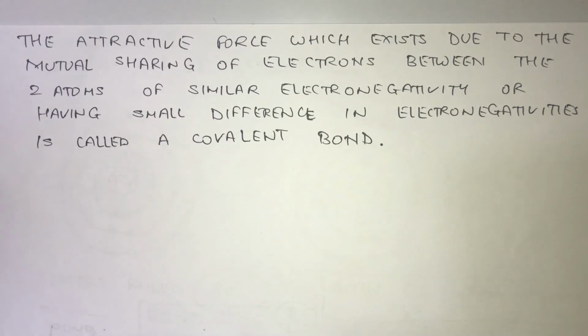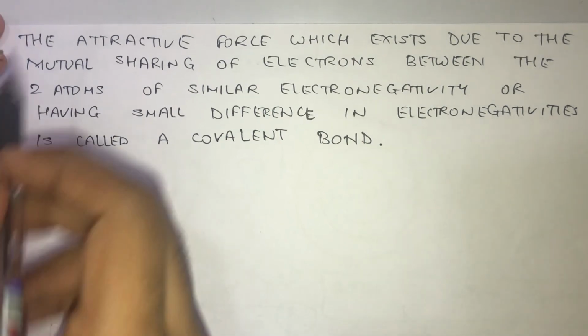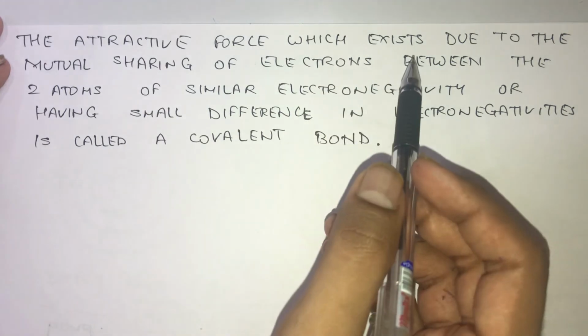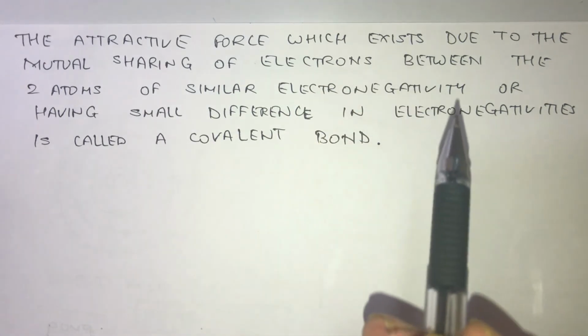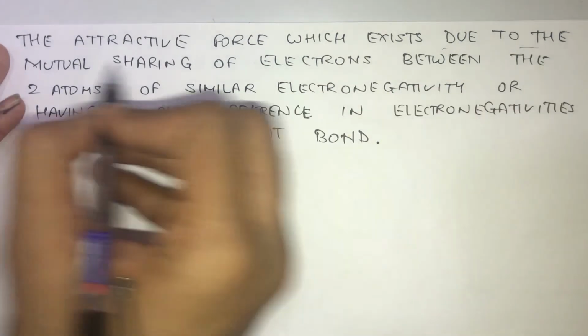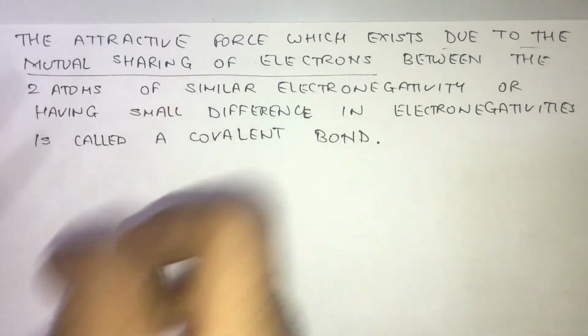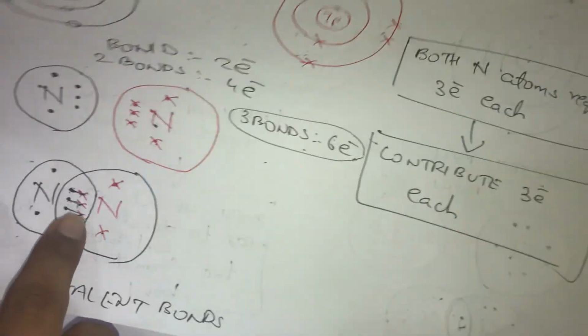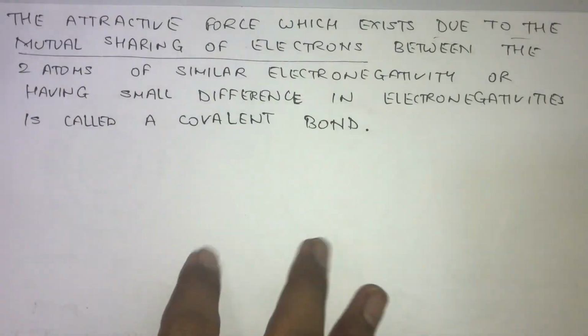So guys, in the examination obviously they will ask you for a definition. At that time you must be able to write the definition of a covalent bond. It is not necessary that you only know the concept. Expressing your concept is the most important part. Knowing the concept is a good thing. So the attractive force which exists, why is there an attractive force? Due to the mutual sharing of electrons. As you can see over here, there is a mutual sharing of electrons taking place.